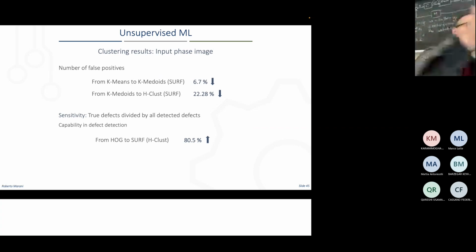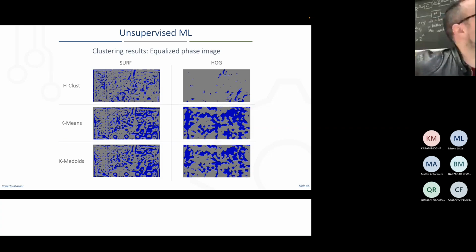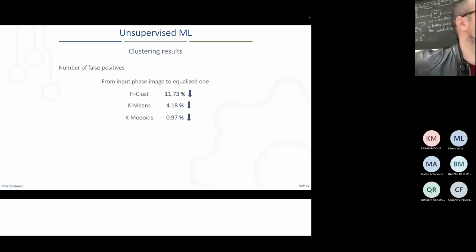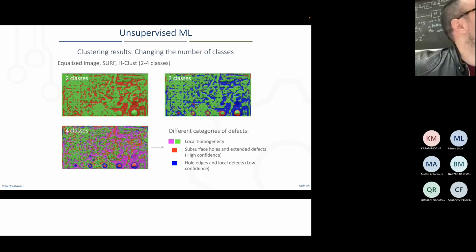But this was the result of another design of experiment. Now, using the equalized phase image, we get more or less the same results, reducing the number of false positives, and then increasing the number of classes. So till the case of 4 classes, where, for example, we can group these purple points and green points as a local homogeneity.